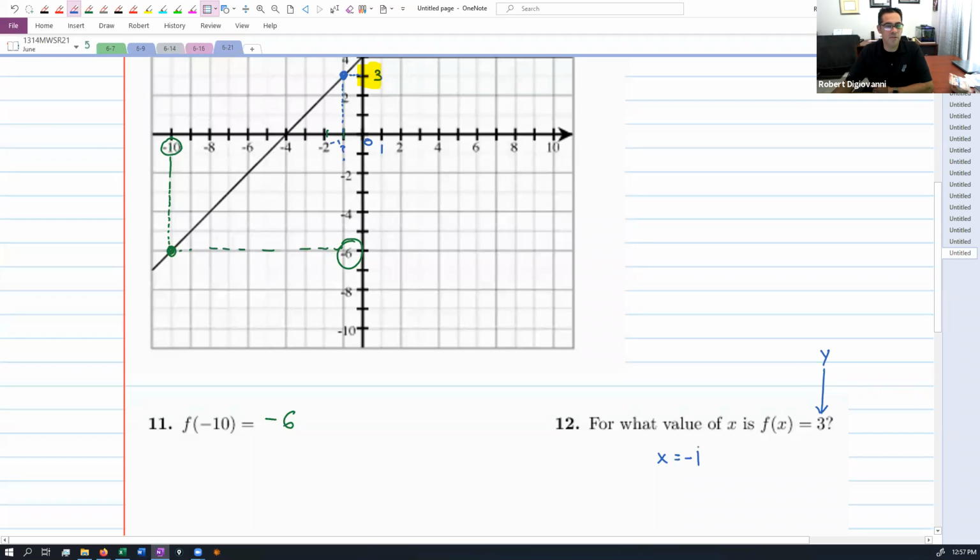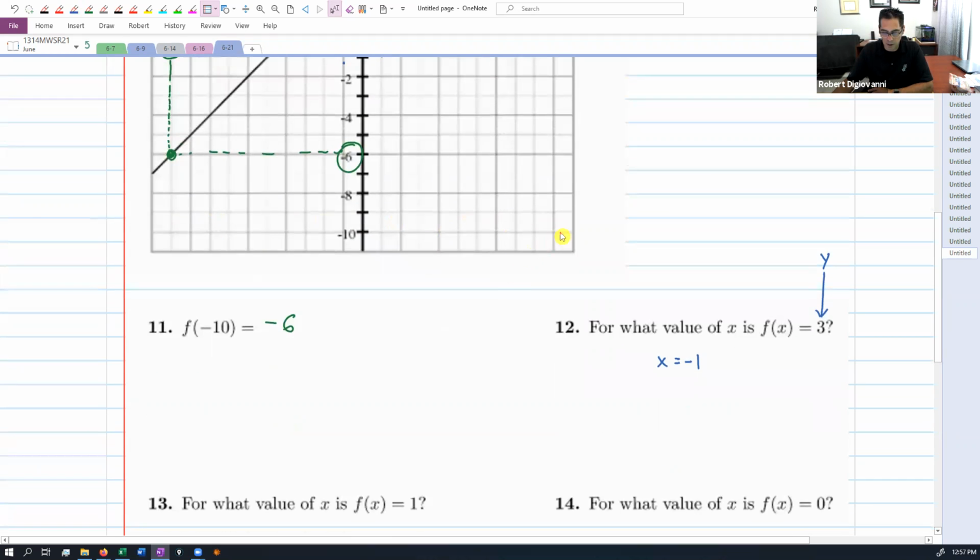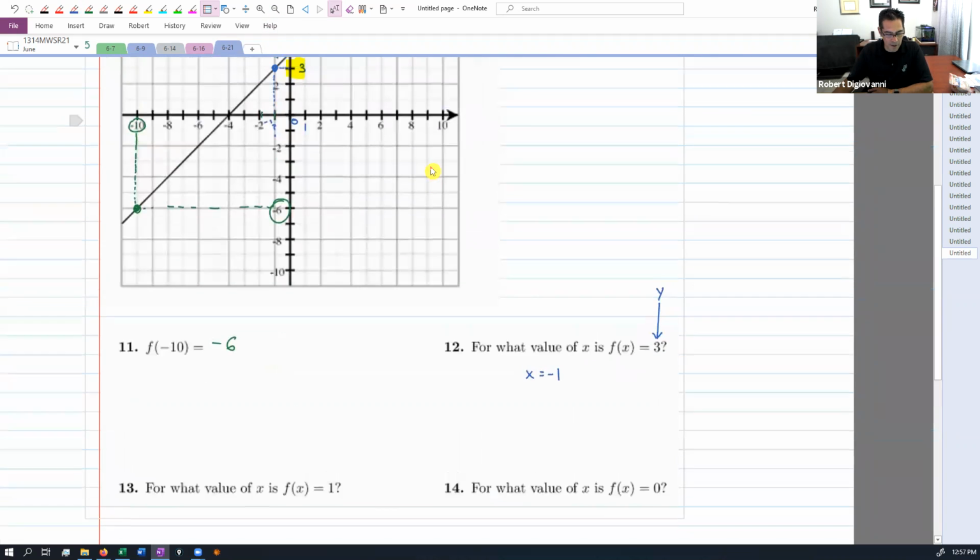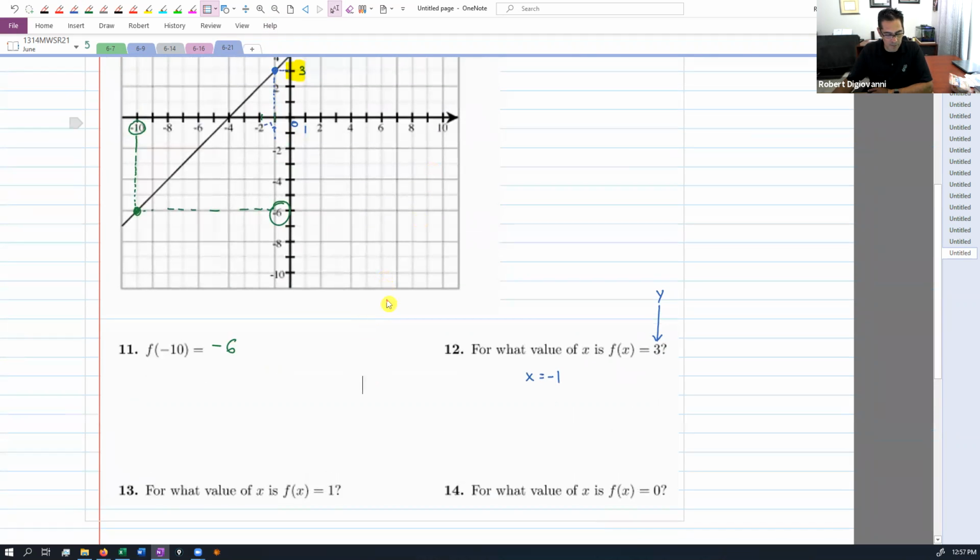Does that make sense or no? It's like backwards. Instead of plugging in the x and figuring out what the y is, now we're plugging in the y and figuring out what the x is. I gotta make this a little smaller or else I can't fit it all. Maybe I can move this up. No, I can't.